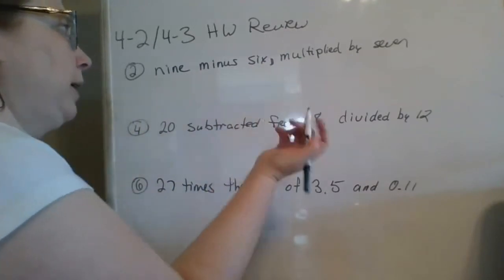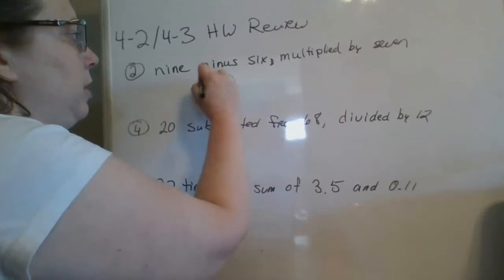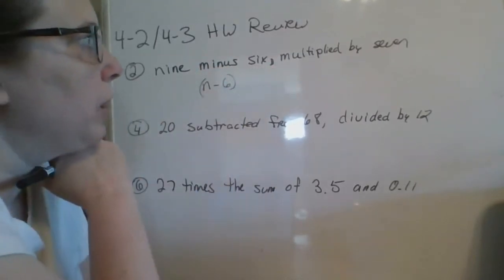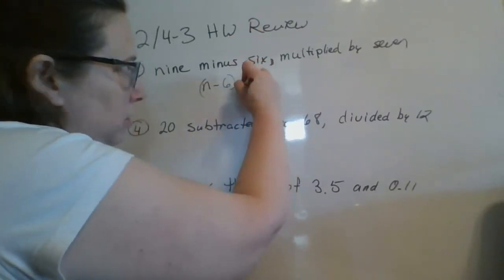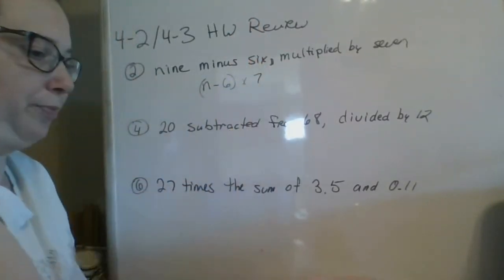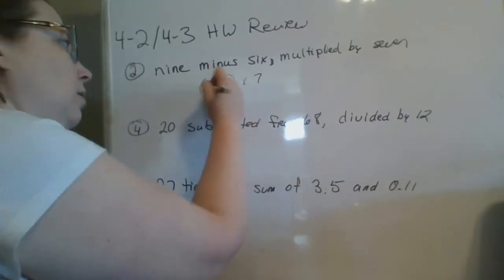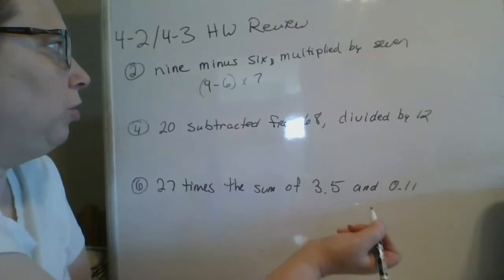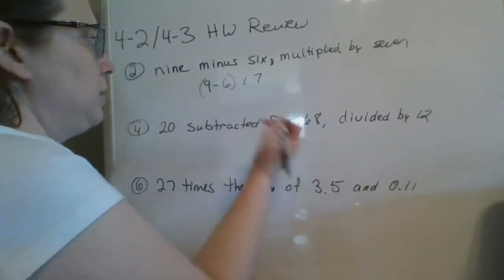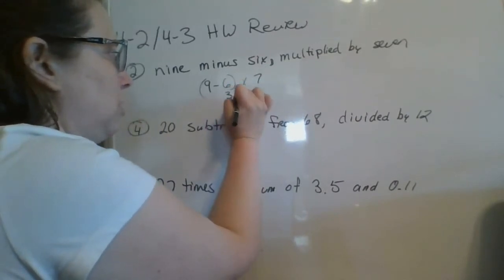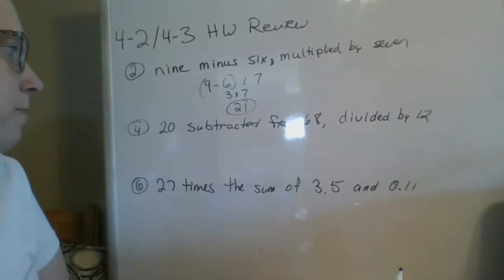So it says 9 minus 6, which would be in parentheses because of that comma, and then multiplied by 7. When we think about our order of operations, it tells us to do what's in the parentheses first. So we're going to do that subtraction first and then multiply it by 7. So our answer there would be 21.